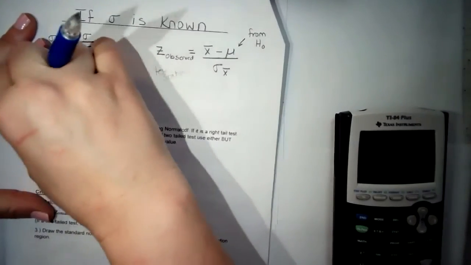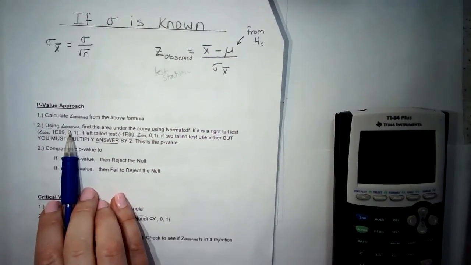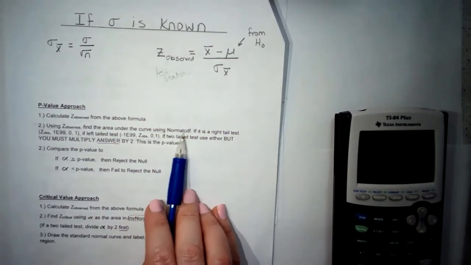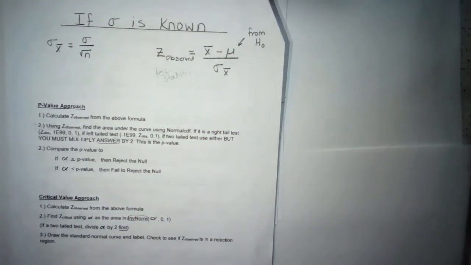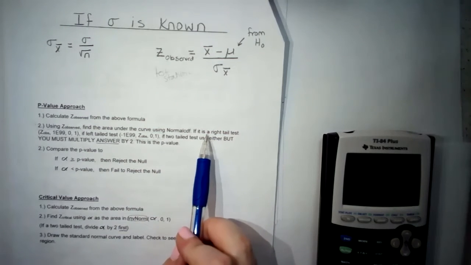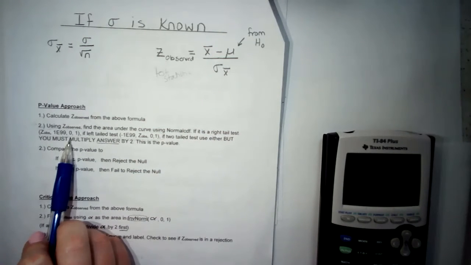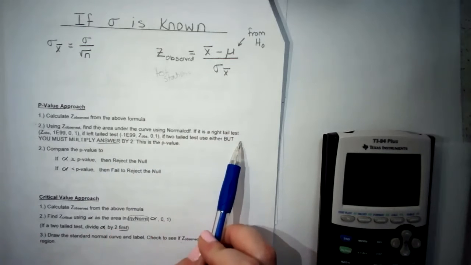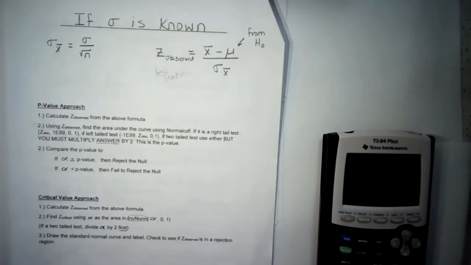Okay, next step says, write all over everything. Okay, using Z observed, that's why you had to get it first, find the area under the curve using normal CDF. So now you're in your calculator, normal CDF. All right, here's the deal. If it's a right-tailed test, here's what we're putting in. A left-tailed test, here's what we're putting in. If it's a two-tailed test, you can use either one, but you've got to multiply your answer by 2 because you've got 2 tails.